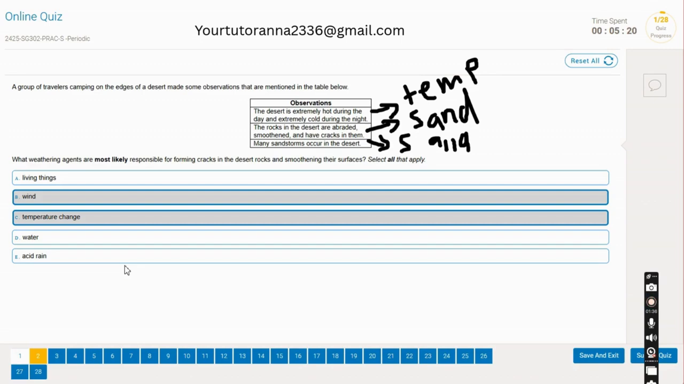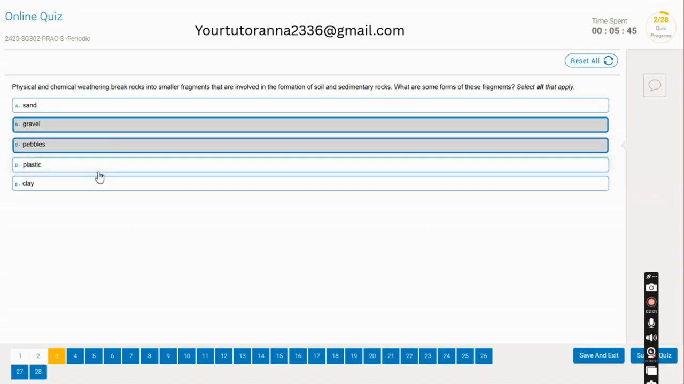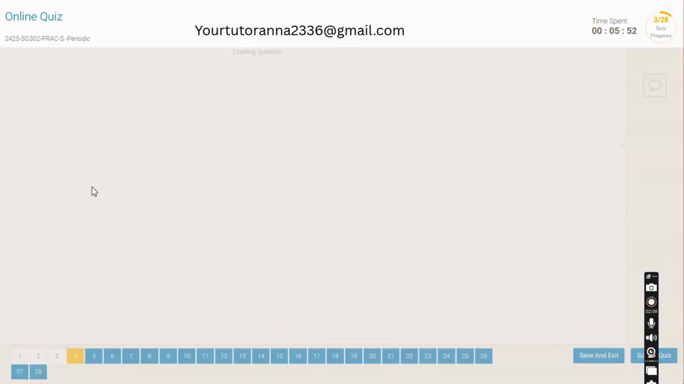Keep that in mind. Why did I say temperature? Because as you have read in the ebook, whenever you have rocks, they expand during the day and then contract during the night, which causes them to weaken and form cracks inside them. Physical and chemical weathering breaks rocks into smaller fragments that are involved in the formation of soil and sedimentary rocks. What are some forms of these fragments? Gravel, pebbles, clay, and sand, not plastic, because remember, they're coming from rocks. So sand, not plastic.